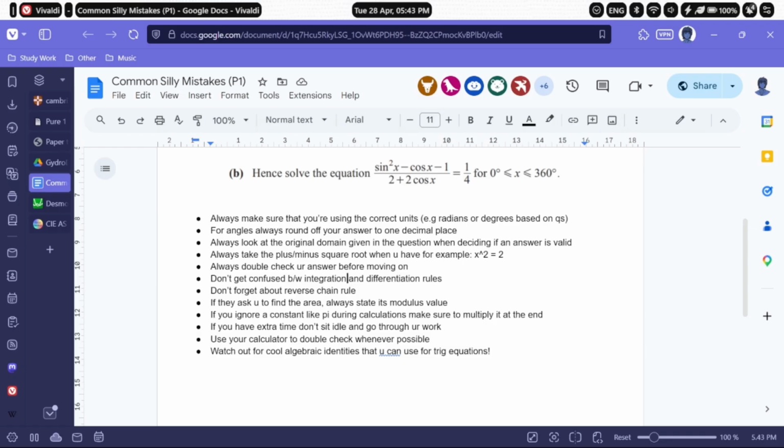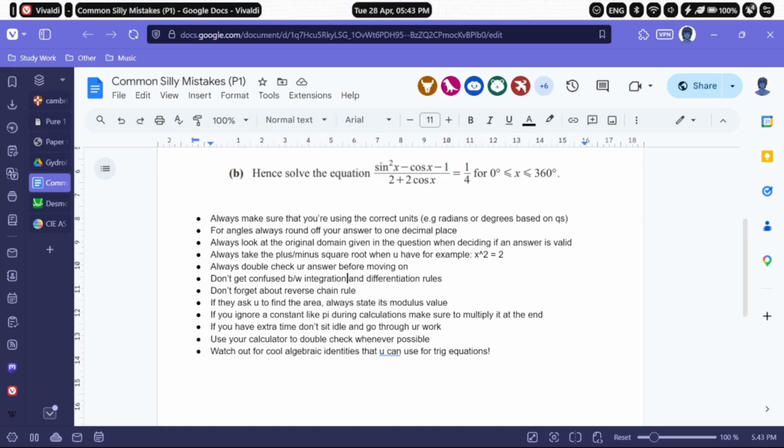Apart from that, whenever they ask you to find the area under the curve or something, make sure you give the positive value, because if the area is below the x-axis, then you'll obviously get it as negative. It's possible you could get it negative. So take the modulus of that.